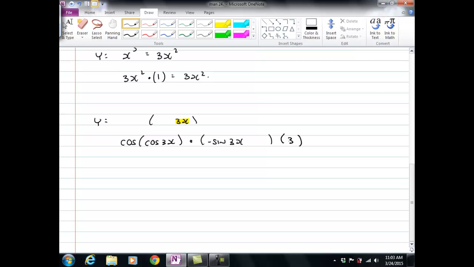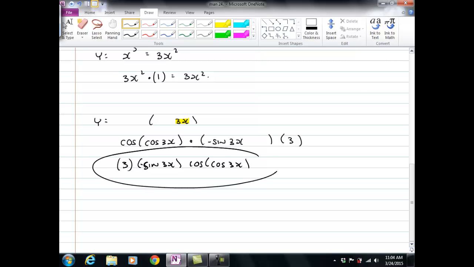So this is what it means by work from outside all the way to inside. So your final answer really is negative 3 sine 3x cos of cos 3x. And that's actually your answer. It looks weird, but I'll give you more questions for you to practice.